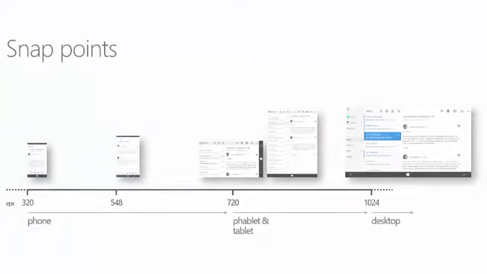So these different kind of snap points or categories of devices, small, medium, large, phone, tablet, desktop, however you feel comfortable thinking about it, we have some suggested snap points to keep in mind. So for phone, there's a 320 effective pixel snap point for a width. There's a 540. And then for phablets and tablets, there's a 740. And then desktop is 1024 and above. So that's how we break that down as a suggestion in terms of numbers.